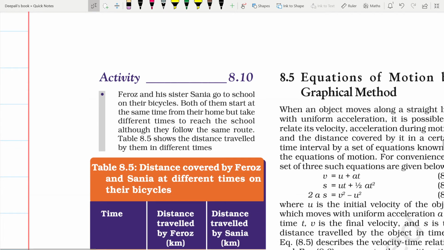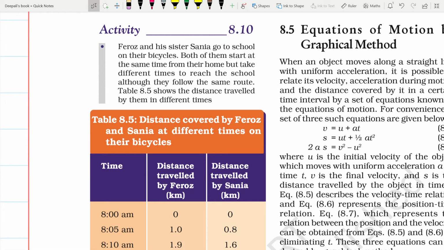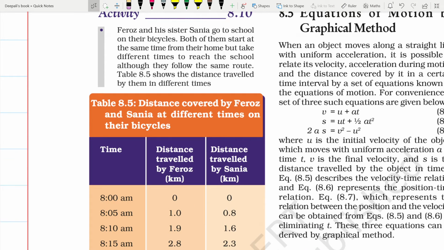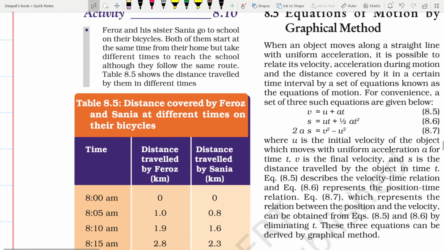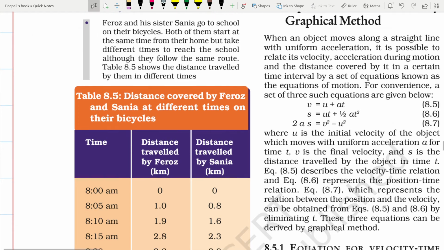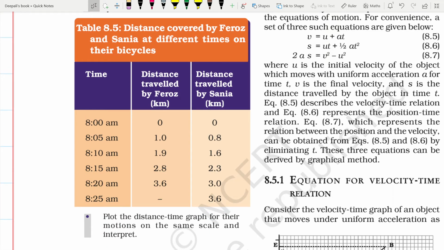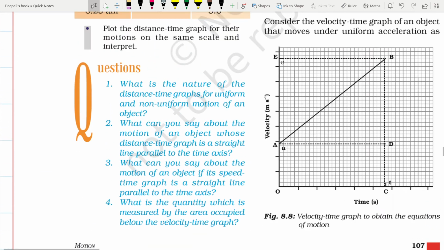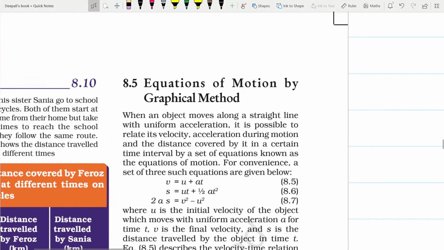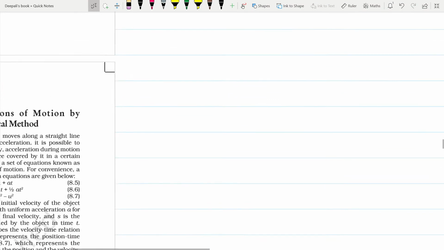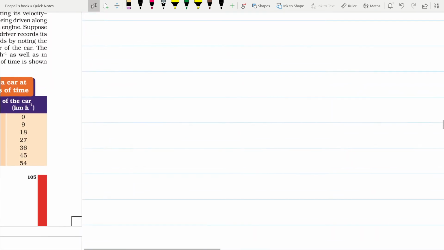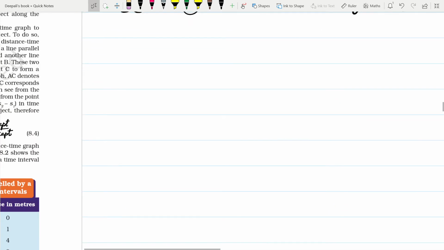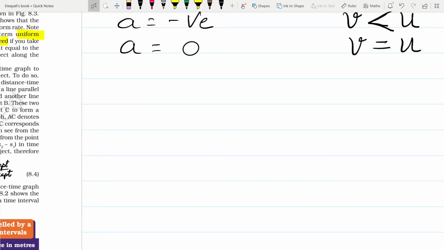In the same way, Firoz and his sister Sanya go to school on their bicycles. Both of them start at the same time from their home but take different times to reach the school, although they follow the same route. So, can you compare who is moving faster? When you draw the graph, you might get the answer to that question. So, did you understand what the graphical representation of data tells us? The graph easily shows us.